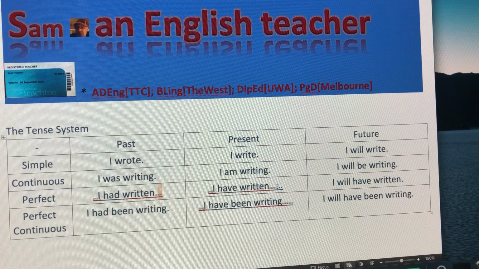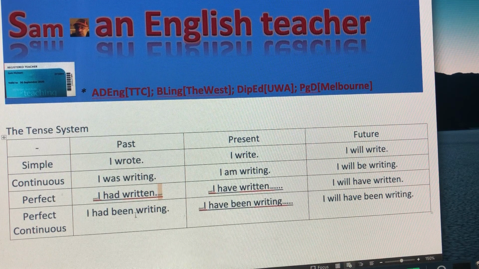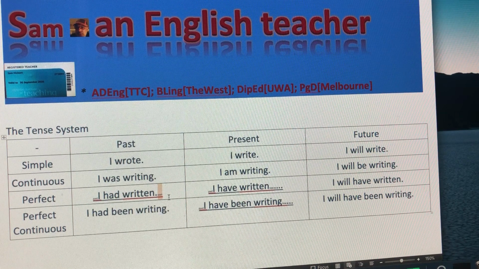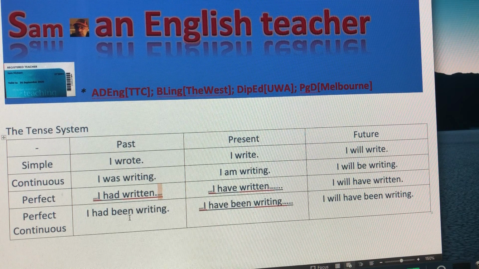And let's move on to this one here. You can move on to the future. You can move on here, back here. So I had written becomes I had been writing. The same idea of over a period of time, past started, past finished, and what else?